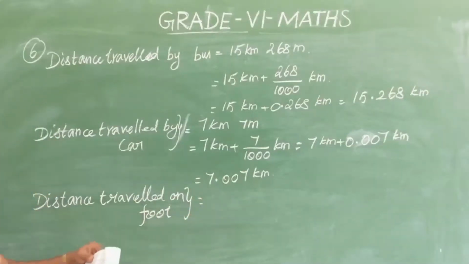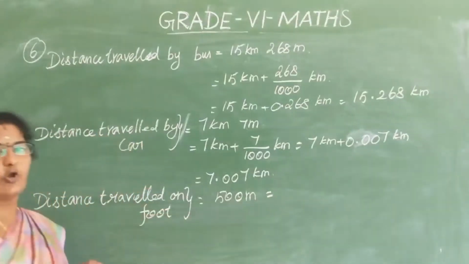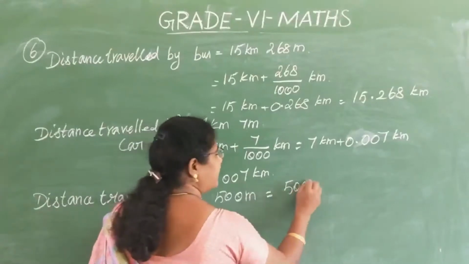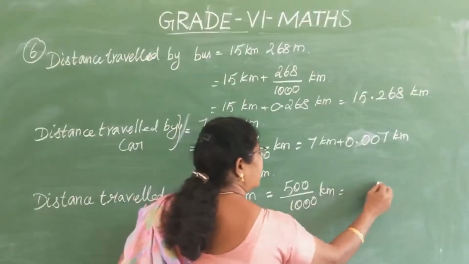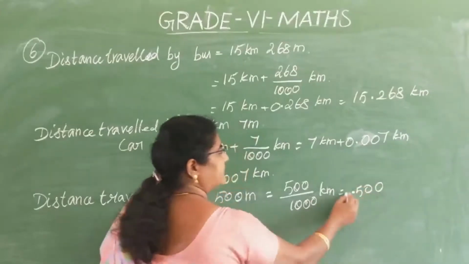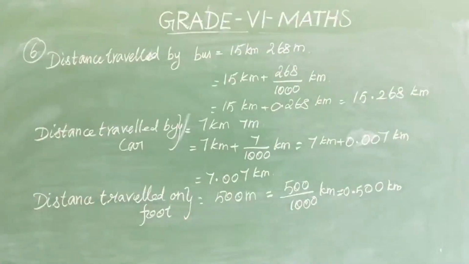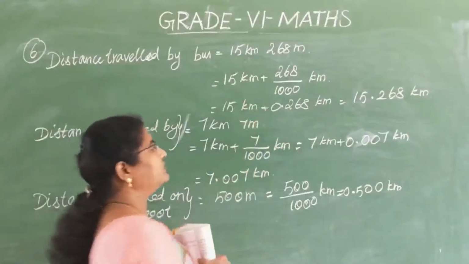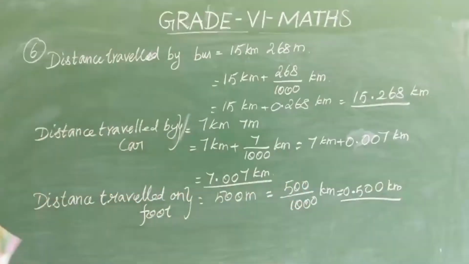Next, distance traveled on foot, how much? 500 meter. Here 500 kilometer is not given, only meter. We convert this 500 meter into kilometer, that is 500 by 1000. That means 0.500 kilometer. Okay, so we convert all of these into decimals.